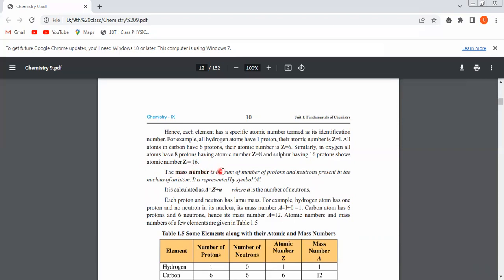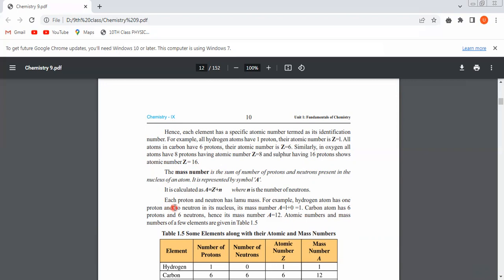The mass number is the sum of the number of protons and neutrons present in the nucleus of an atom. It is represented by the symbol A. It is calculated as A is equal to Z plus N, where N is the number of neutrons. Each proton and neutron has a mass of 1 amu.